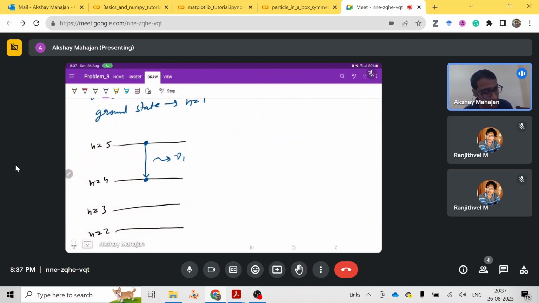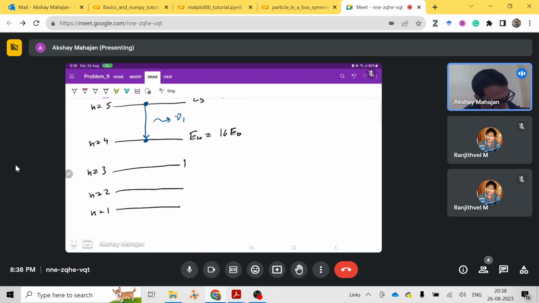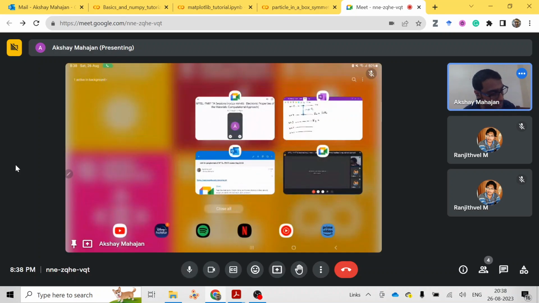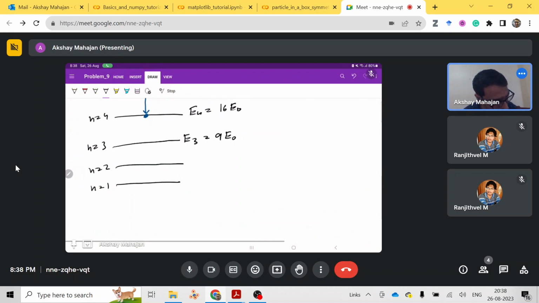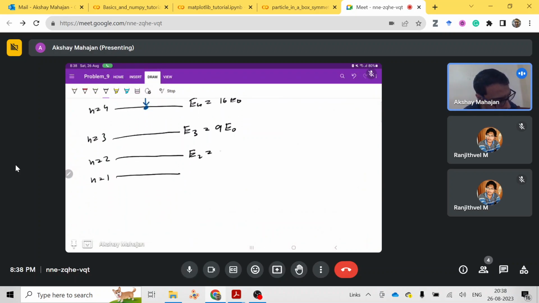Let me write these energy levels. The energy E5 in terms of E naught is 5 squared times E naught, which is 25 E naught. E4 is 16 E naught. E3 is 3 squared times E naught, which is 9 E naught. E2 is 2 squared, 4 E naught, and E1 is 1 squared times E naught, so it is just E naught.